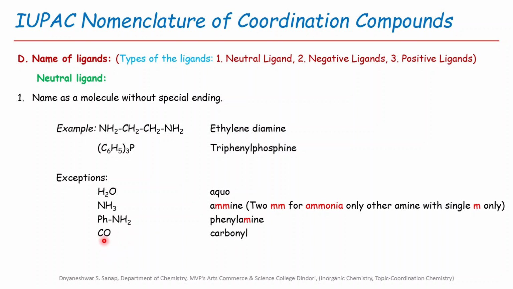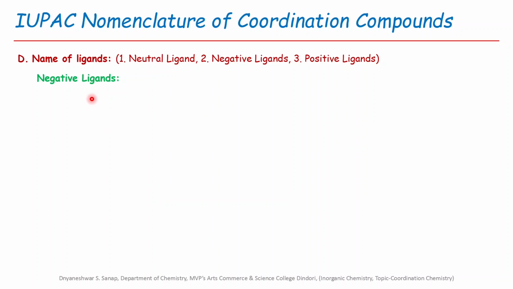The fourth case is carbon monoxide. Instead of using carbon monoxide, we have to write carbonyl. Next case is nitrogen monoxide. Instead of using nitrogen monoxide, we have to write nitrosyl. The next type of ligand is the negative ligand.